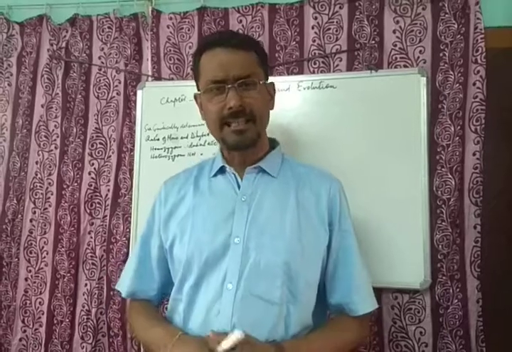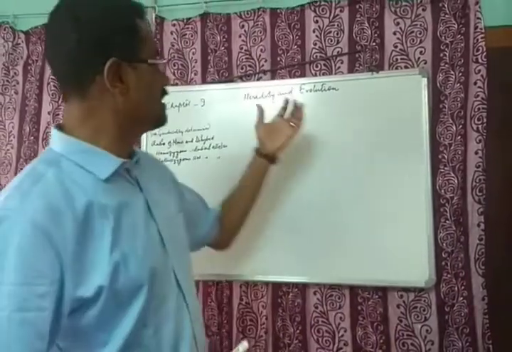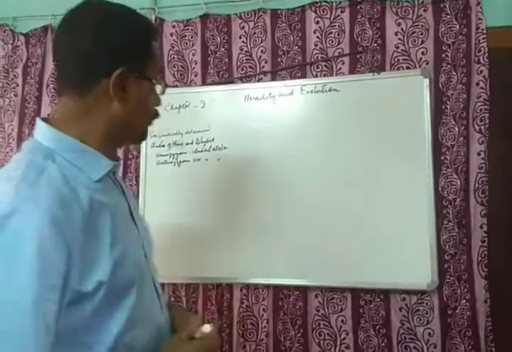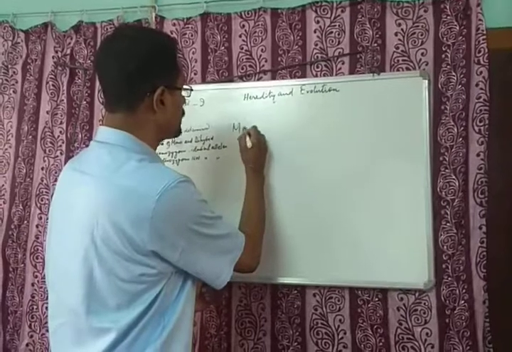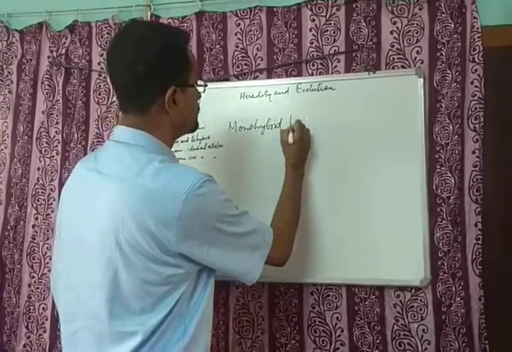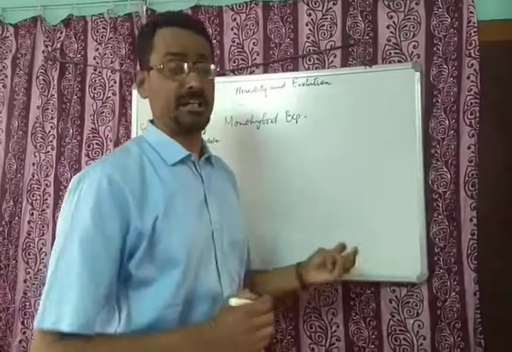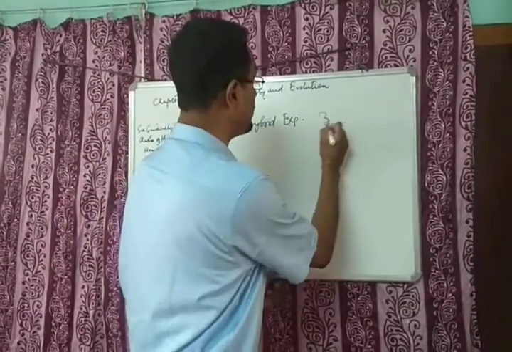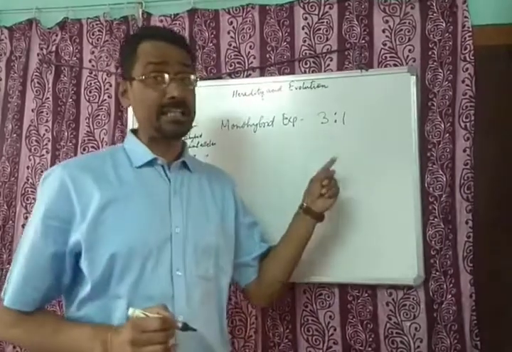Namaste students. Let's now move to the very last portion of the chapter, Heredity and Evolution. We'll be trying to know the ratio. First of all, the monohybrid experiment. What is the ratio of the monohybrid experiment? That is 3:1. This ratio is phenotypic.